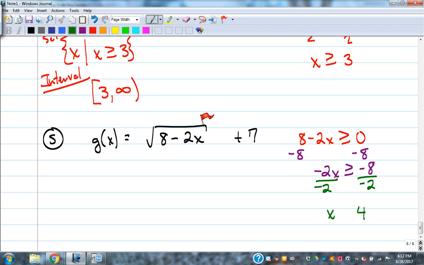Yeah, flip that symbol around anytime you multiply or divide by a negative. So some basic algebra stuff that we make sure we review. Once you get the inequality solved, you're good. You just set up your domains.